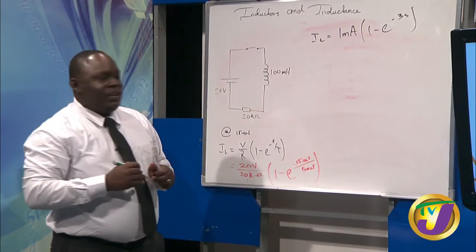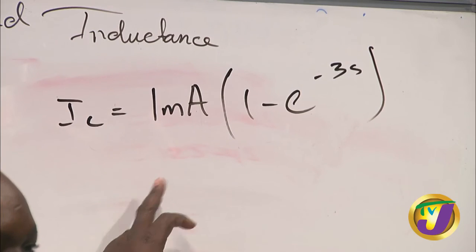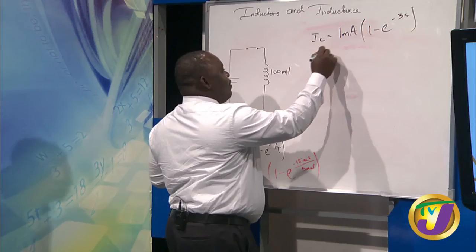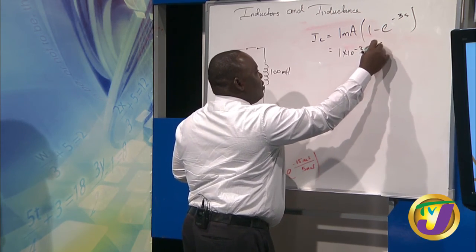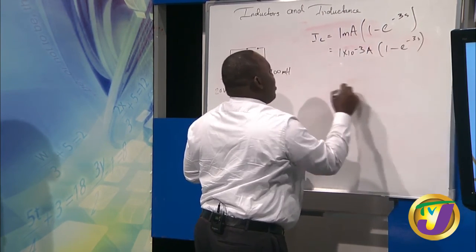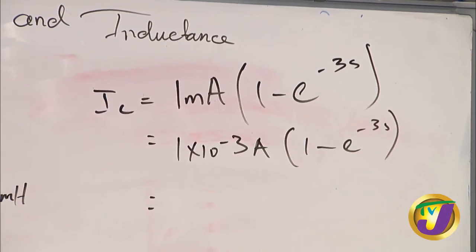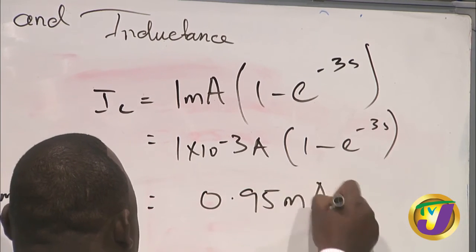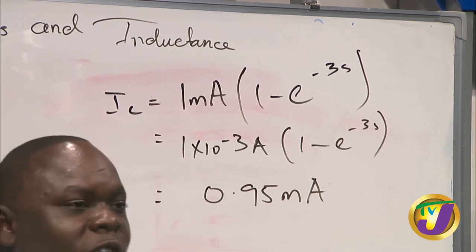Now, having done that, students, it is very important that you know how to put this in your calculator. Very, very, very important. Now, having done that, 1 times 10 to the negative 3 amperes, and then 1 minus e to the negative 3 seconds, then what we're going to be calculating is that we will end up with our circuit having 0.95 milliamperes. So this is how we actually go about using our rising factor.